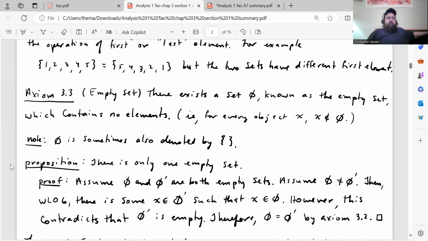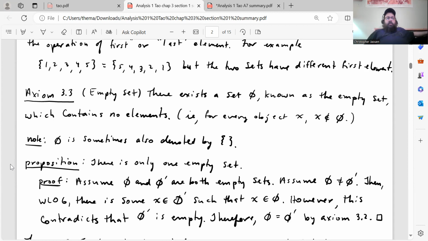Right, axiom 3.3 next. This is the existence of a set that we call the empty set. So there exists a set that we denote like this. Again, you're probably familiar with that notation, known as the empty set, which contains no elements. So for example, for every object x, x is not an element of the empty set.